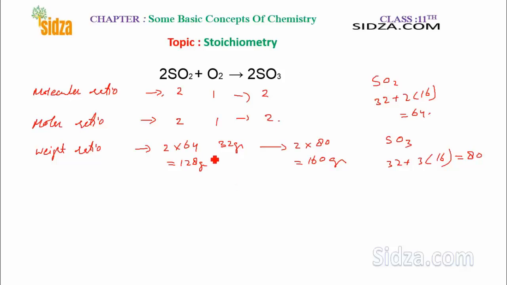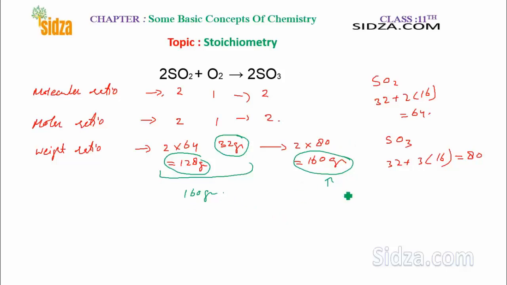So if you look at the reactants, the weight of sulfur dioxide is 128 grams and the weight of oxygen is 32 grams. That means 128 grams of sulfur dioxide react with 32 grams of oxygen and produce 160 grams of sulfur trioxide. The total weight of the reactants, 128 plus 32, is 160 grams, which is equal to the weight of the sulfur trioxide. So this is the law of conservation of mass also.